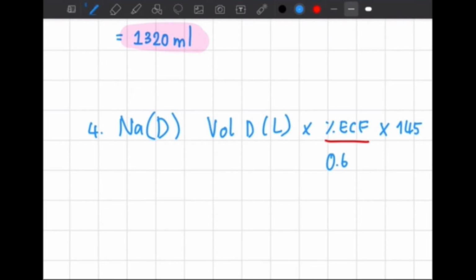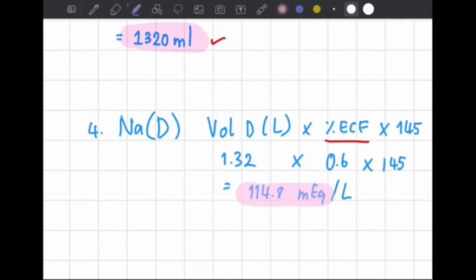So the percent ECF that we will use is 0.6. And the volume deficit in liters, if you could recall, is 1,320 milliliters. Now we have to convert it to liters, so that will be 1.32 liters, multiplied by 0.6 and multiplied by 145. What we'll end up getting is 114.8 mEq per liter. And that's another value done.